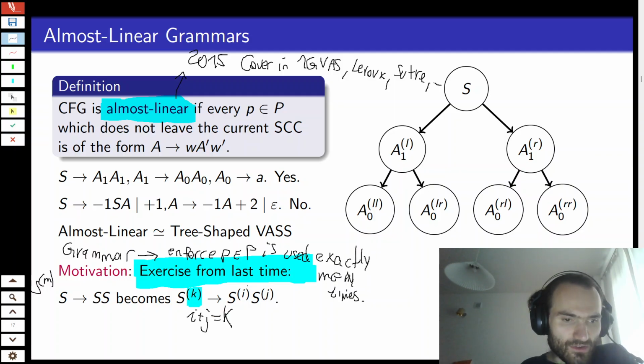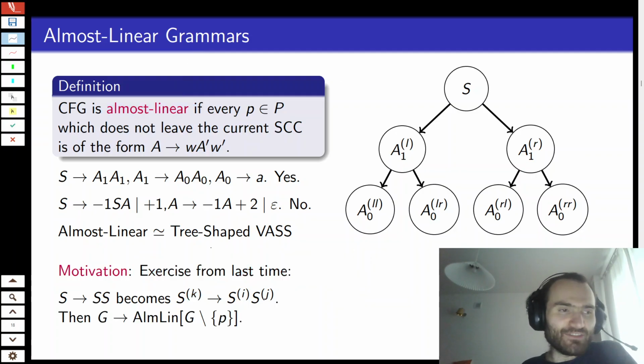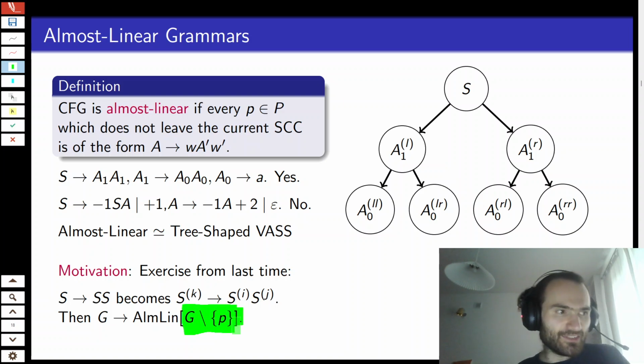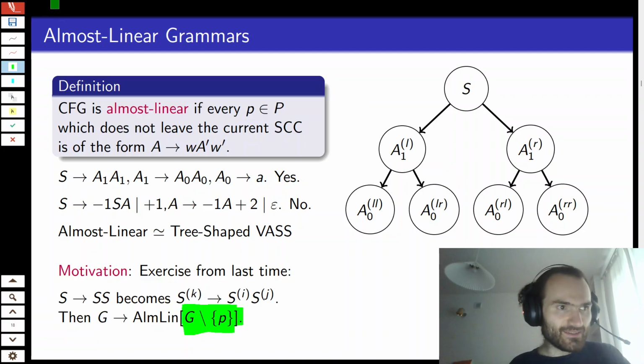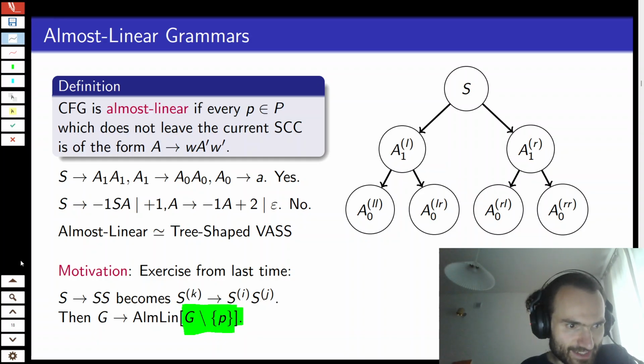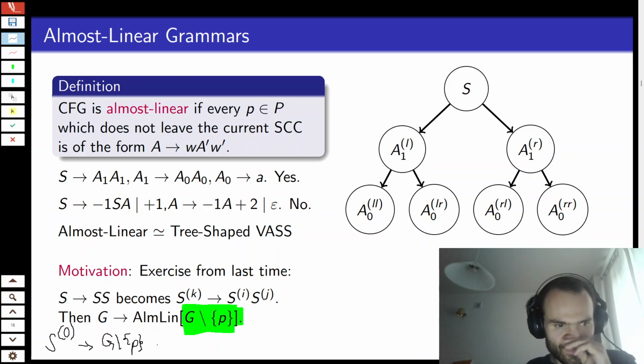Okay, and now what does this become as a grammar? This is actually the motivation for almost linear grammars. Because if you do this, first of all, there is a part of the grammar where you take your original grammar and you remove p, but then what's on top of it is an almost linear grammar. So let's look at why this is the case. The point is, if you look at the non-terminal S_0, then this is exactly going to be your original grammar with the production p removed.